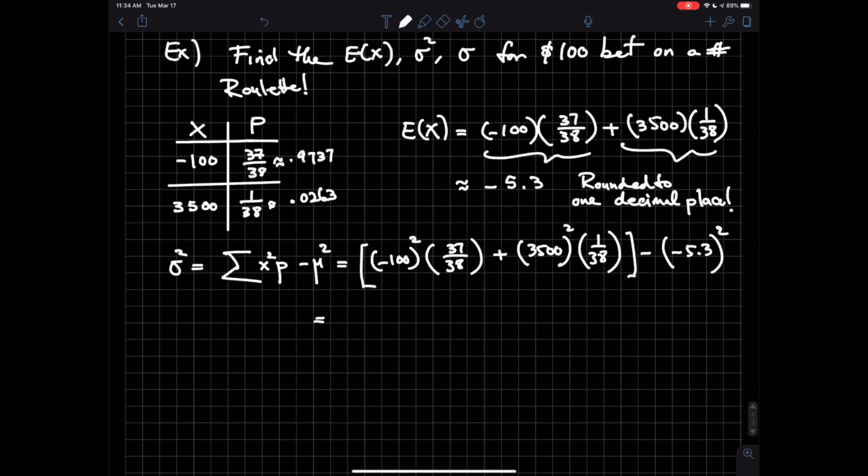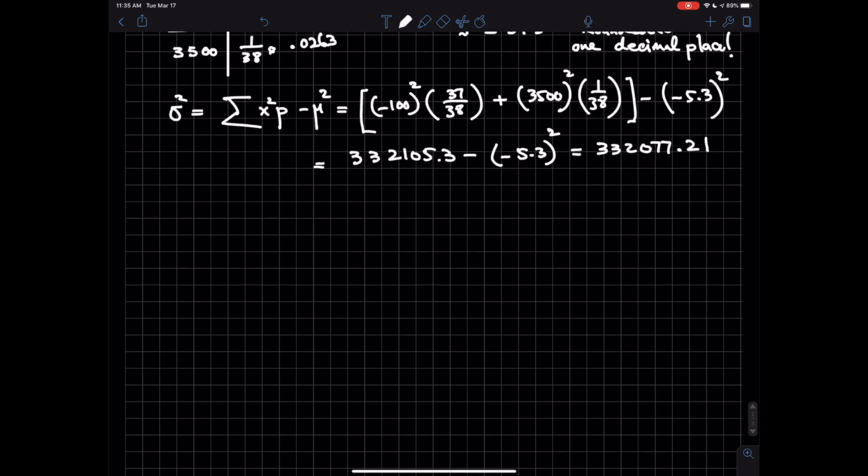And if I do the math for that properly, I'll end up with 332,105.3 minus 5.3 squared. And if I do the math for that right, I get 332,077.21. So therefore, usually variance for these examples are pretty large. Don't panic and don't mistrust the number you've calculated. You're correct. So this is 332,077.21, and that will be my variance.